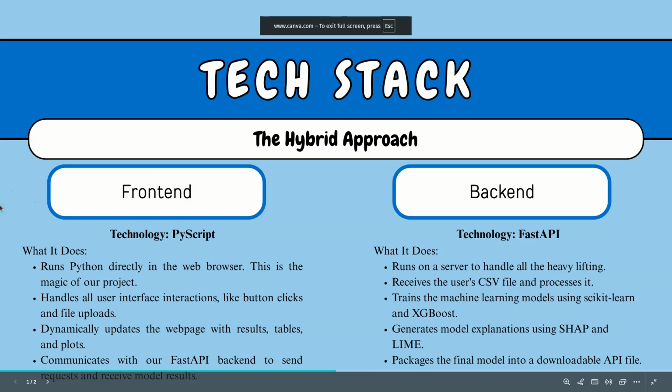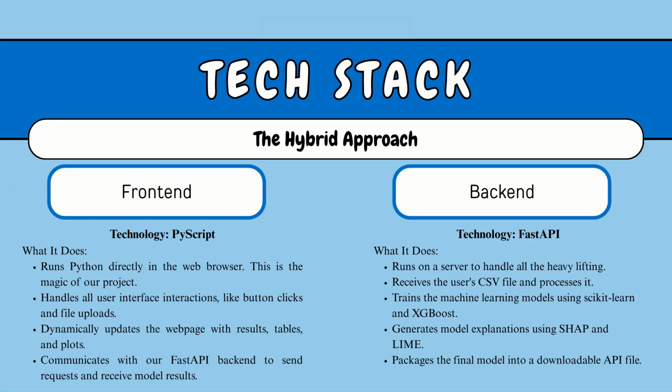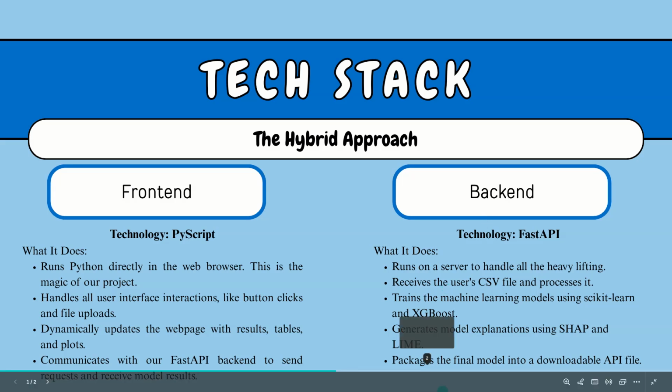Now let's look at what we are doing on the front end and what we are doing on the back end. We have used a hybrid approach. On the front end, we use PyScript. It directly runs in the browser and communicates with our FastAPI backend. And on the backend, we have used FastAPI, which does all the training part, all the explaining part, all the model explain parts, and so on.